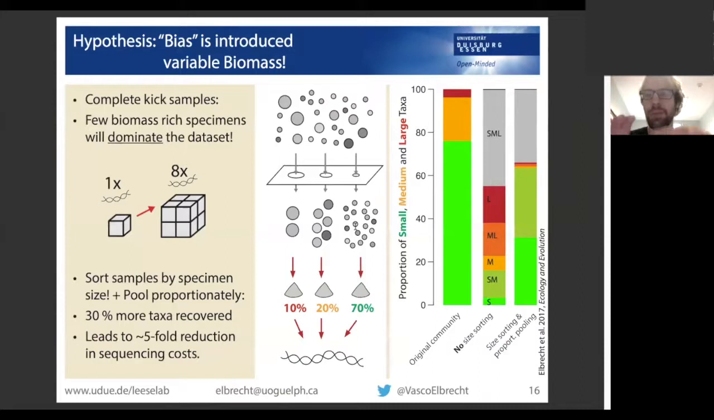So we can see this here in green, we have the original community composition. So we see in green, this bar is small specimens. And if you don't do sorting, the large specimens are just a few, but they still dominate your data set. So this is with no sorting. But if you sort this proportionally and then sequence with a normal metabarcoding approach, you get the small taxa much more equally represented than they are in the original community.